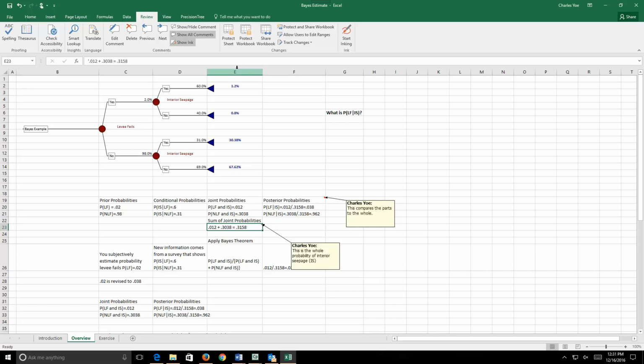These values are given in column E. So notice here is the joint probability of failure and interior seepage. This is the joint probability of failure and no interior seepage. No failure and interior seepage. No failure and no interior seepage. But we're interested in the probabilities of interior seepage, so that involves this value and this value. When we add them, we get 31.58%.